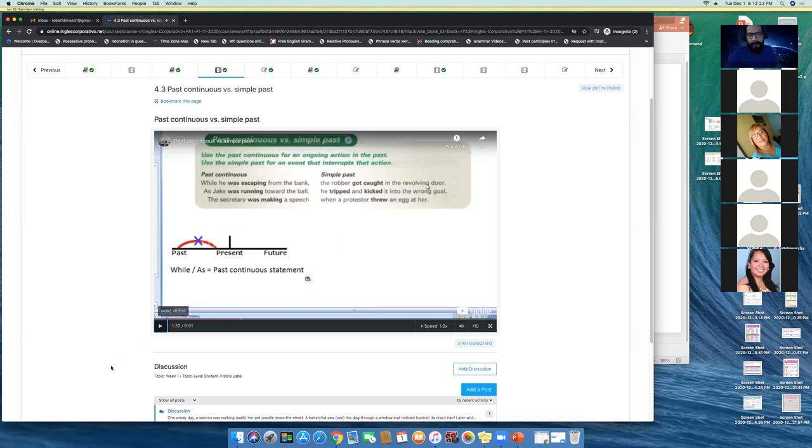In this portion, what we're explaining is that there is an action that occurred in the past, moving towards the present, but it was interrupted. Something happened right in the middle of that. The story is that while he was escaping from the bank, the robber got caught in the revolving door. When did this happen? It happened in the past, and something was happening, but then it came to a stop, and the robber was caught in the door.